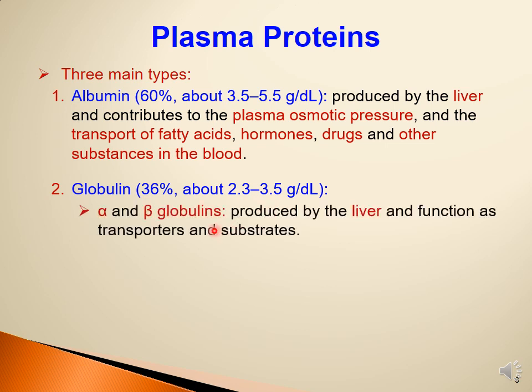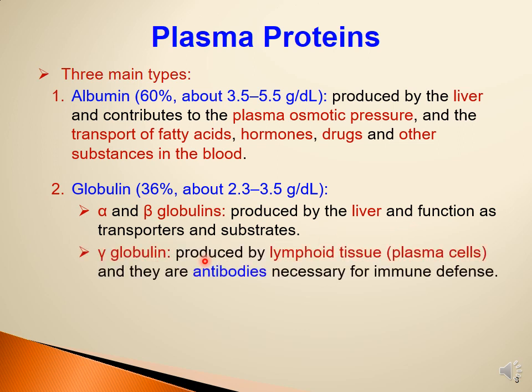We have 3 different types. We have the alpha and beta globulins. These are produced by the liver and function as transporters and substrates. And we have the gamma globulins, and these are the only plasma proteins that are produced by the lymphoid tissue, by the plasma cells. The activated B lymphocytes, when they are activated during the immune response, transform into plasma cells that produce antibodies, and these antibodies are gamma globulins. These antibodies are necessary for the immune defense.